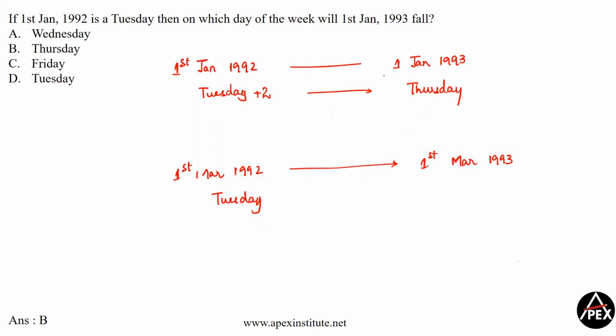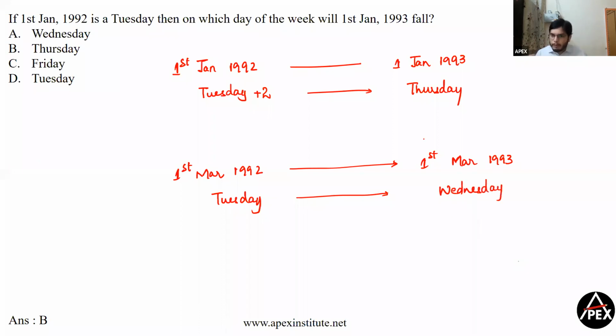Why? Because in the previous problem, you said that 1992 is a leap year and you have added 2. But here, why are you adding 1? February is not included. Perfect. So February is not included. So that is one check that we need to do. Okay. Now let's discuss this. If 1st March 1992 is on Tuesday, then 1st March 1993 will be on Wednesday, not Thursday.